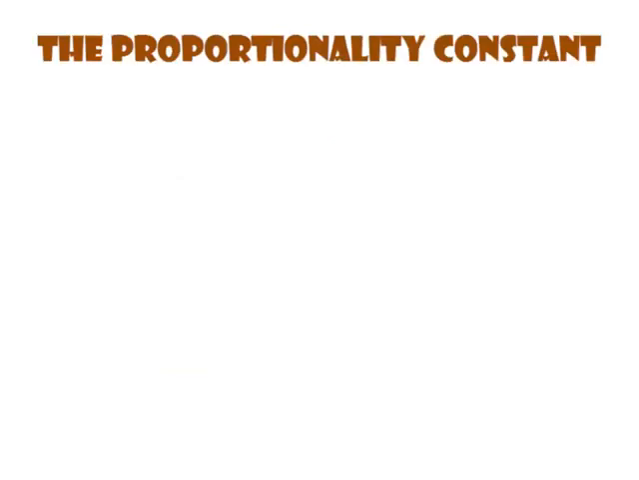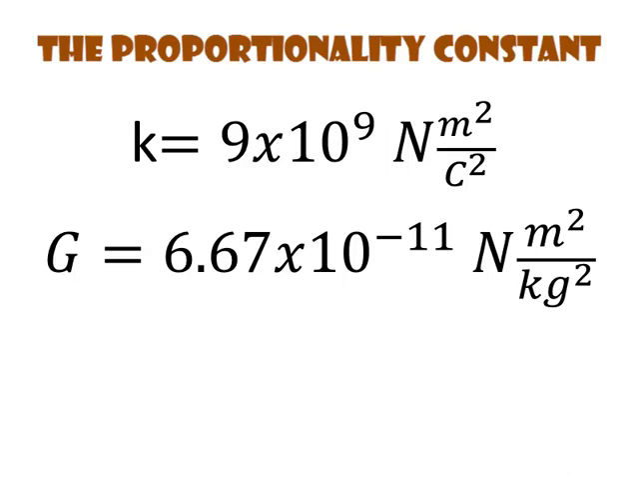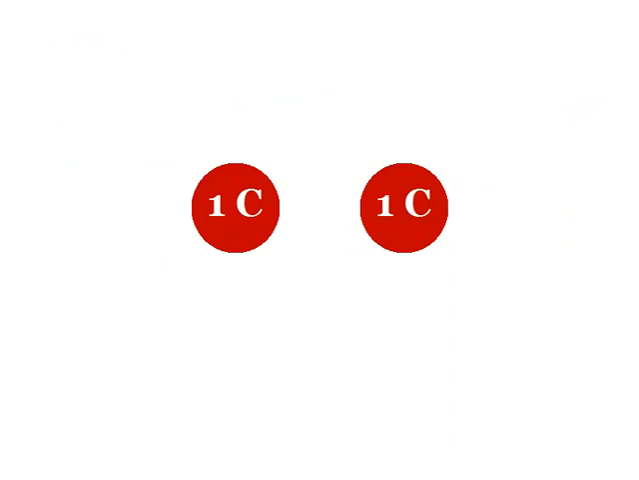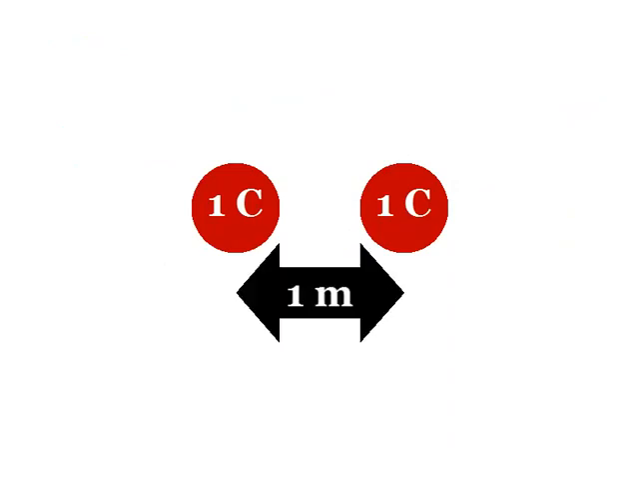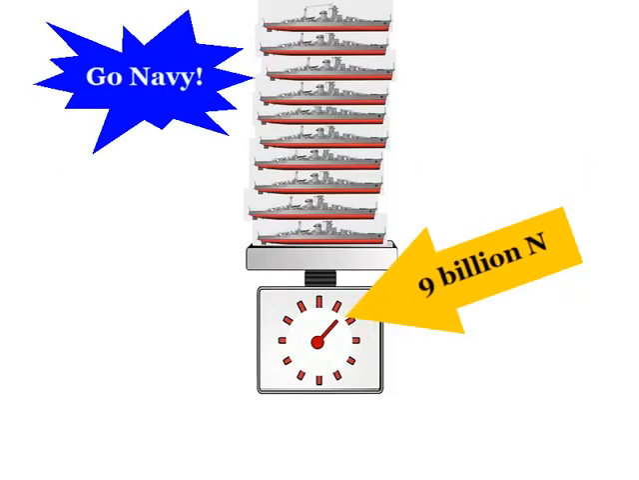The proportionality constant K in Coulomb's law is similar to G in Newton's law of gravitation. K equals 9 billion Newton meters squared per Coulomb squared, or 9 times 10 to the 9 newton meters squared per Coulomb squared. If a pair of charges of 1 Coulomb each were 1 meter apart, the force of repulsion between the two charges would be 9 billion newtons. That's more than 10 times the weight of a battleship.